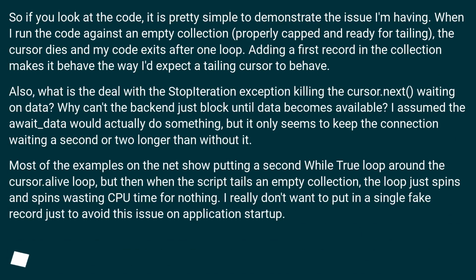So if you look at the code, it is pretty simple to demonstrate the issue I'm having. When I run the code against an empty collection, properly capped and ready for tailing, the cursor dies and my code exits after one loop. Adding a first record in the collection makes it behave the way I'd expect a tailing cursor to behave.